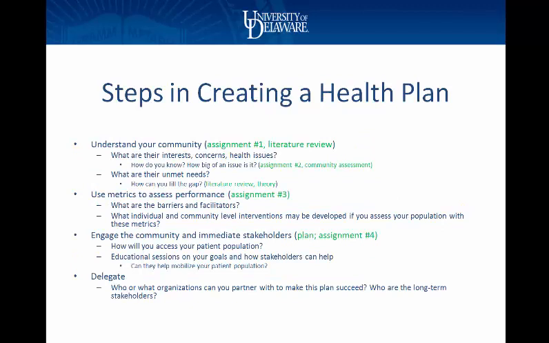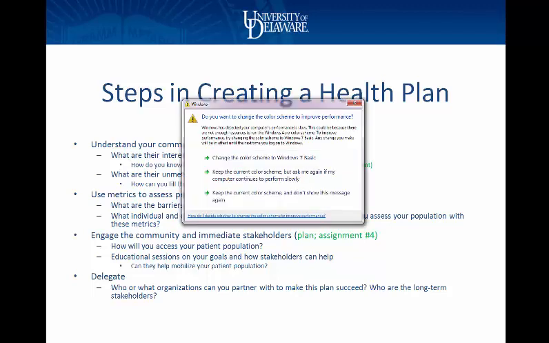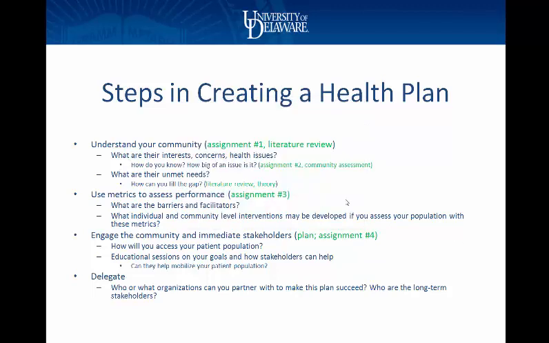So, steps in creating a health plan. Understanding your community requires the background that you completed in assignment 1. It's basically a lit review. What are their interests, concerns, and health issues? How do you know how big of an issue is it? That was actually assignment number 2. What are their unmet needs and how do you fill that gap? That's based on your lit review and, importantly, your theory. And then using the metrics to assess performance, that's actually assignment number 3.